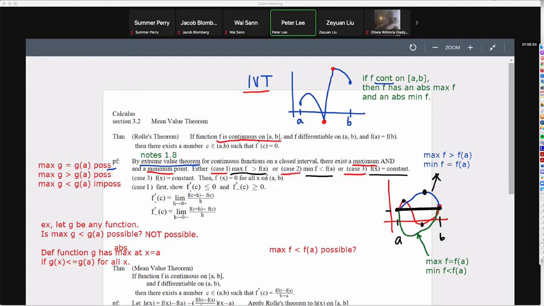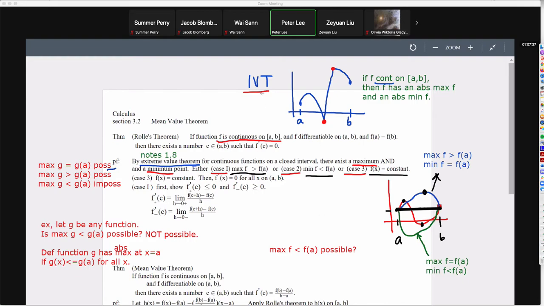Is max f greater than f of a? No. Max f is equal to f of a in this case. And how about the second one, is min f less than f of a? No. Min f is equal to f of a. So when you have a horizontal segment like this black graph, the max f and the min f are both equal to f of a. So it does not belong to case 1 or case 2. This is case 3, f of x is a constant. If you have any curve which does not belong to case 1 or case 2, then it must be a constant. Okay? So we have 3 cases.